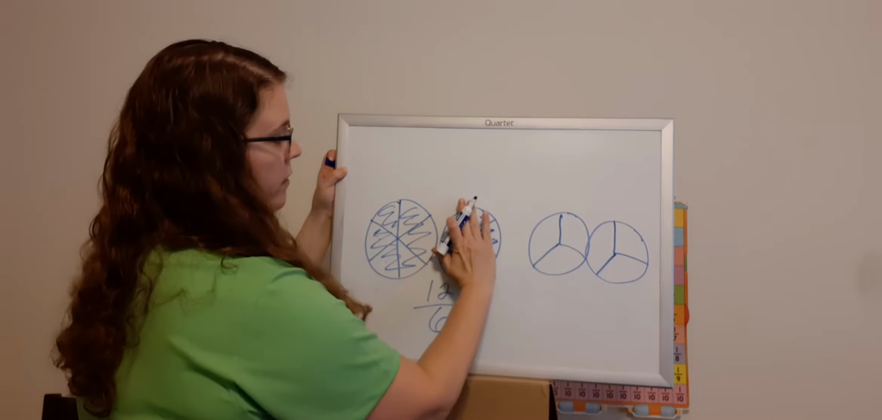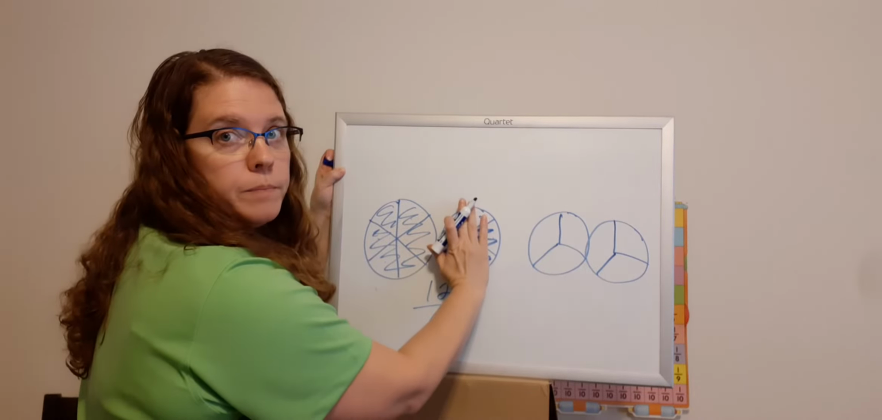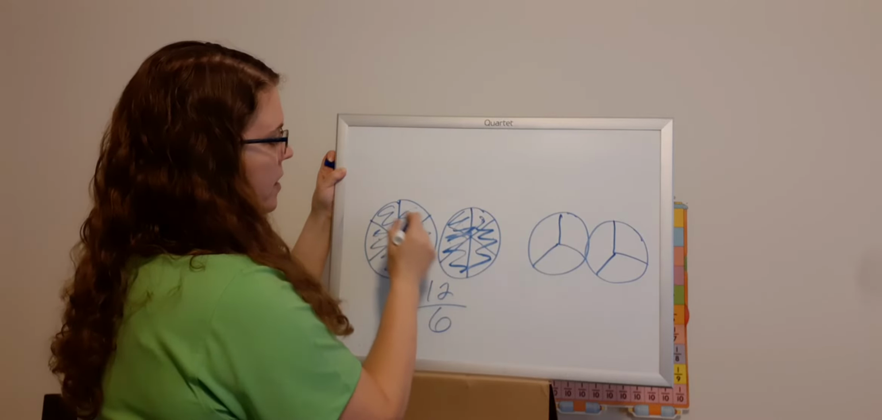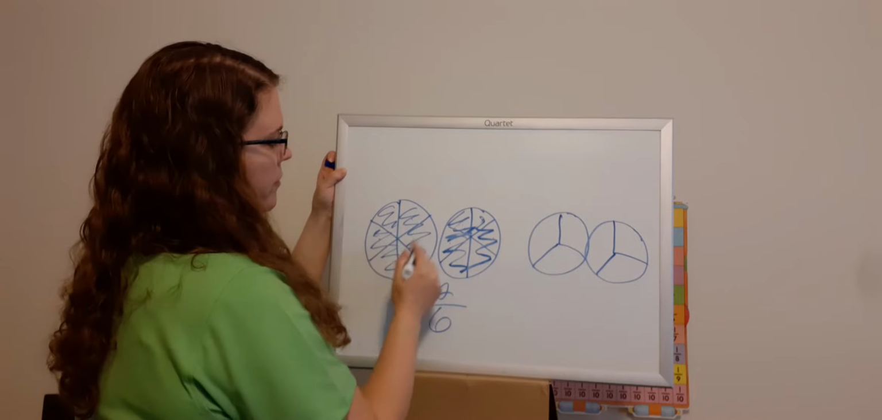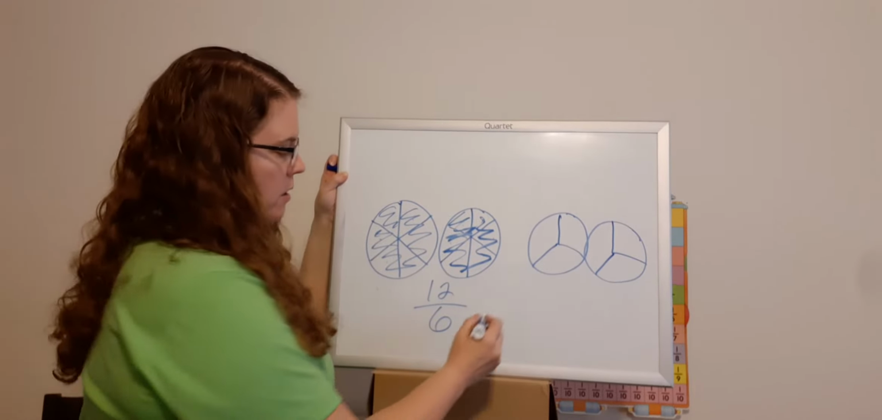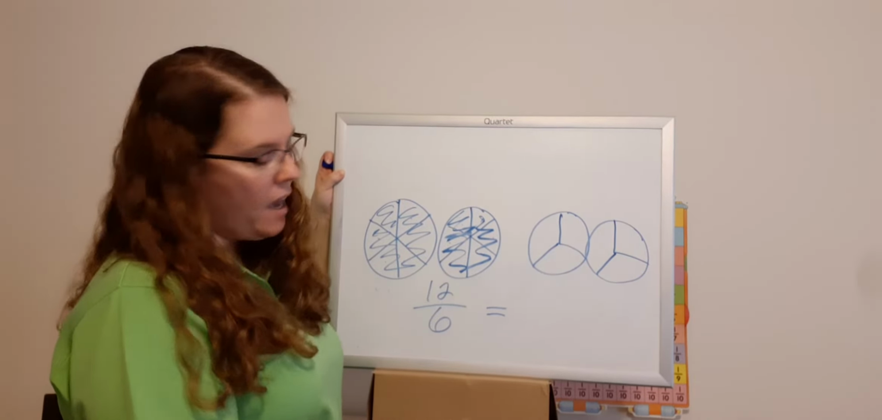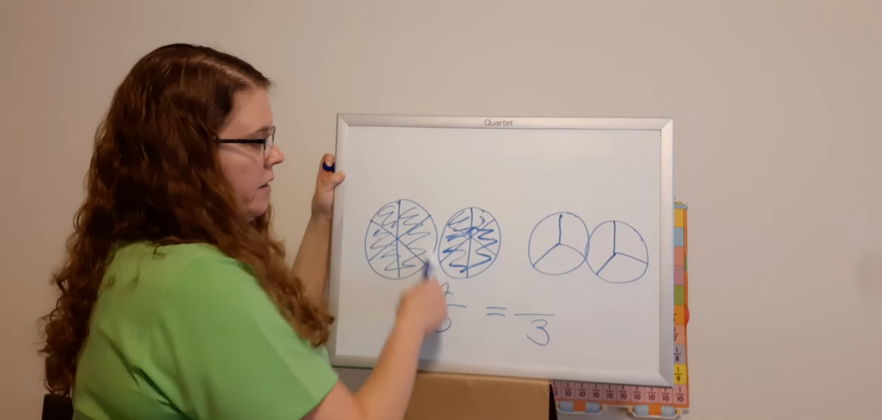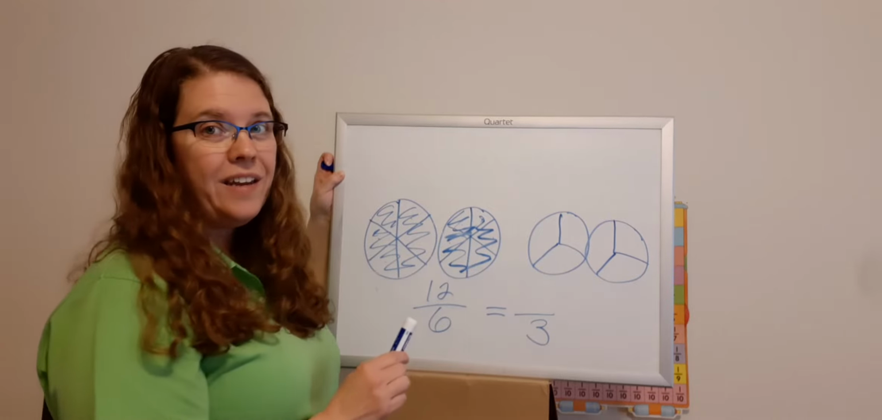And then forget one of the objects, the pictures, and just look at one. How many is in that piece? 1, 2, 3, 4, 5, 6. That's where my denominator comes in. It equals how many thirds? Okay. Well, this whole circle is shaded in.